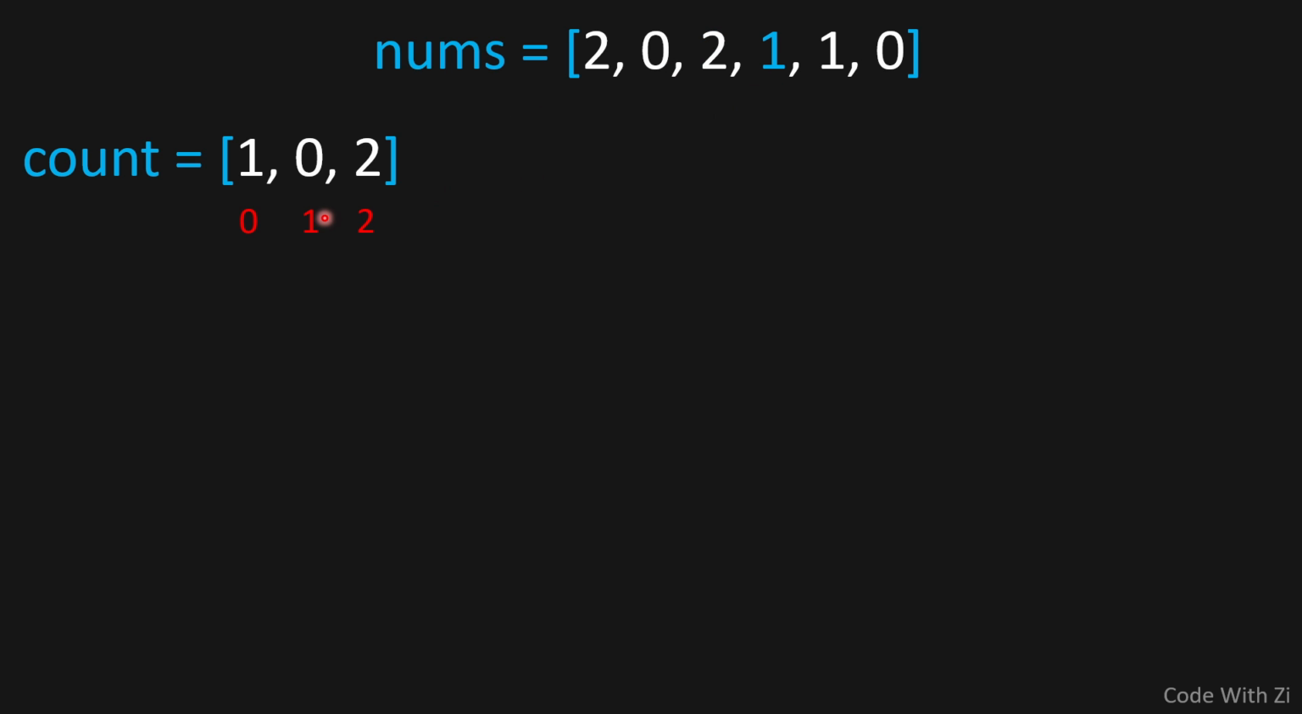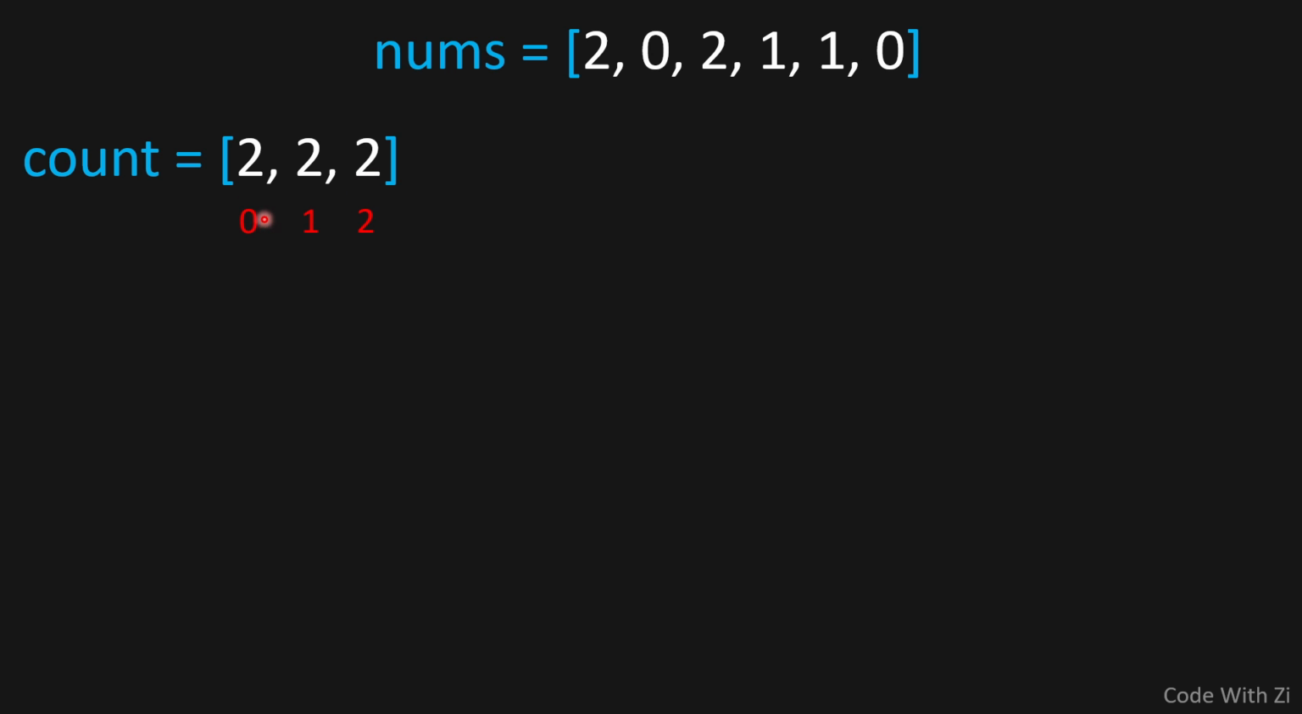Okay, we have a 1. Let's update this value here. And now we know there's one occurrence of the number 1. Let's keep on moving. Oh, we have another 1. Let's update this. And then we have another 0. Let's update this as well. Awesome, we're done. Now we know that we have 2 occurrences of the number 0, 2 occurrences of the number 1, 2 occurrences of the number 2.